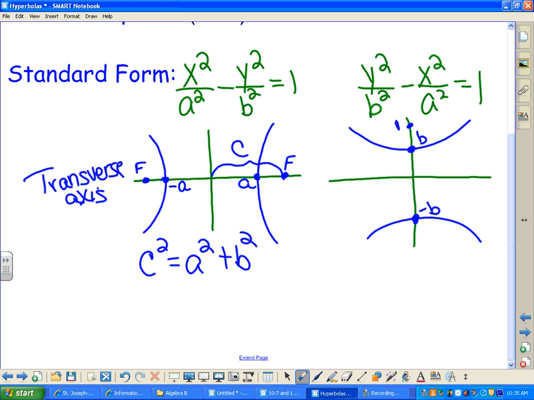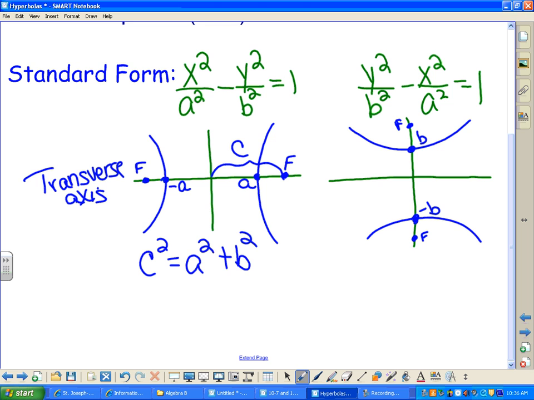Up here and down here. I think of them as being on the inside of the little moles, if you will, or the branches. Okay, any questions on that?